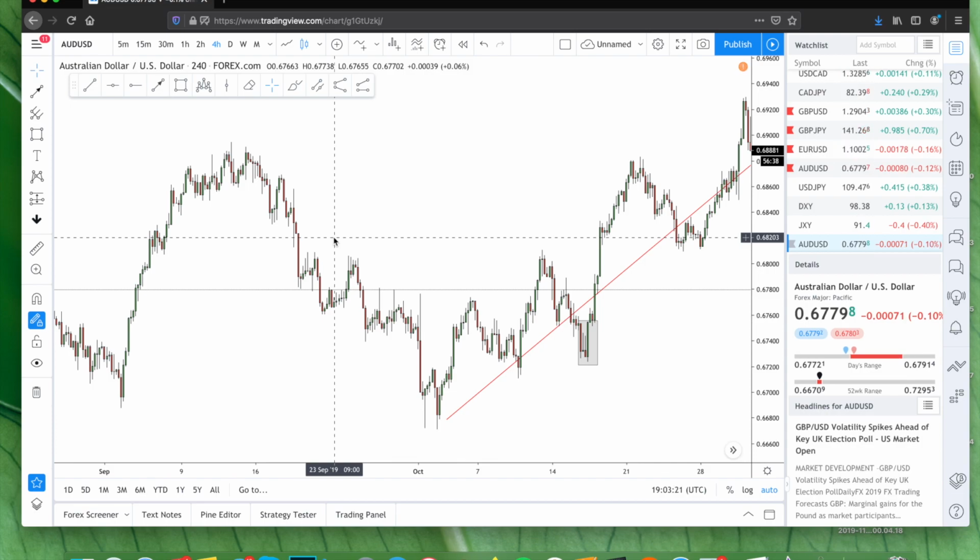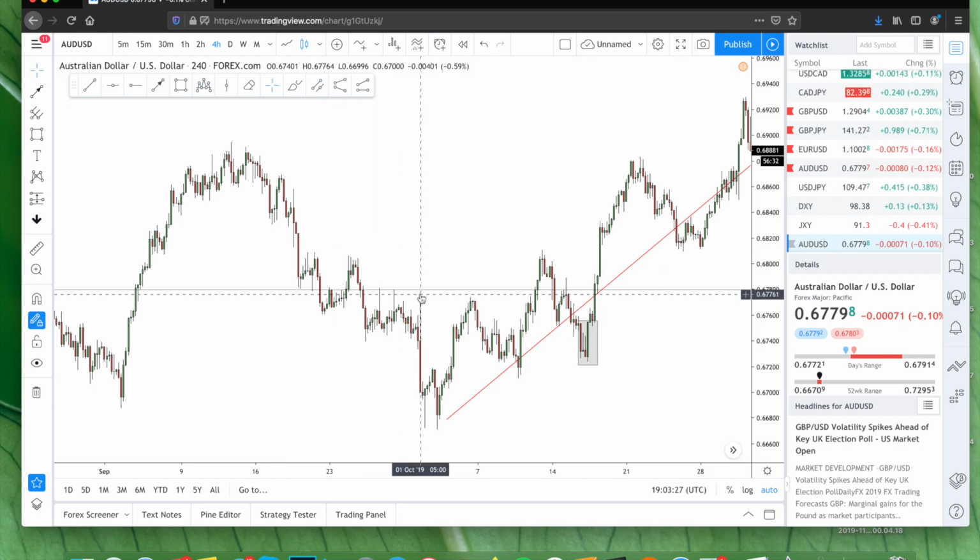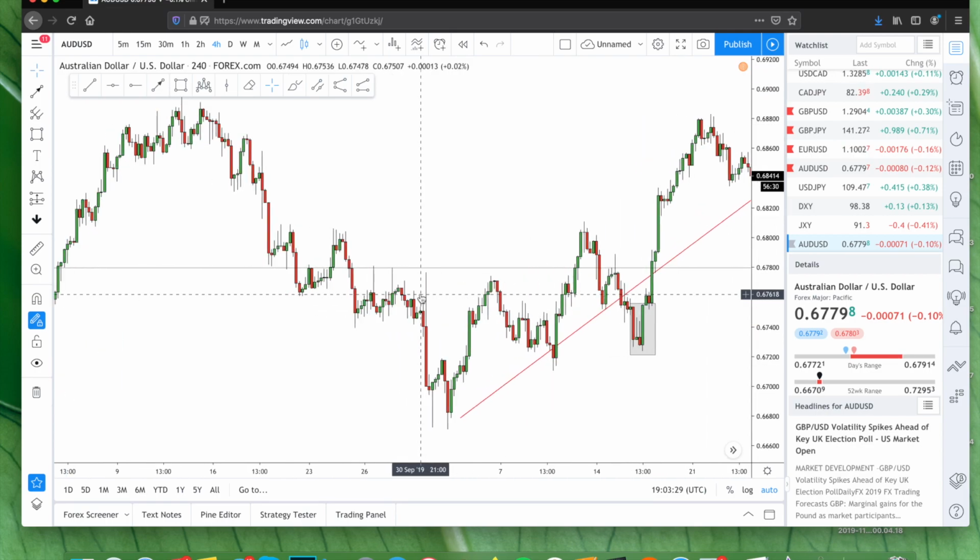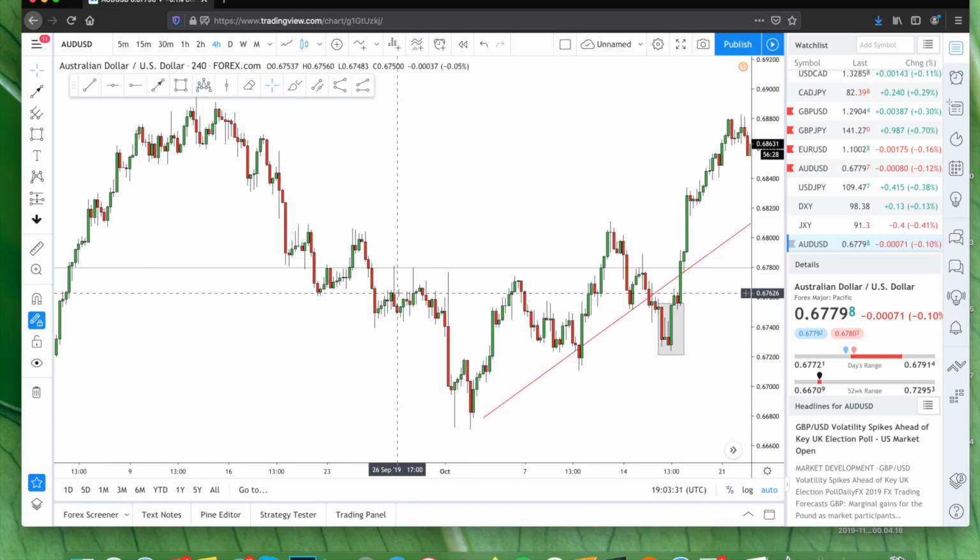Why I say the wicks is because wicks can determine or mean certain things. How is a wick formed? A wick is formed when a candle pushes up and then closes below where it ultimately went. So it means that this candle went all the way up to here, but came back down and closed below here, right? So this created a wick.